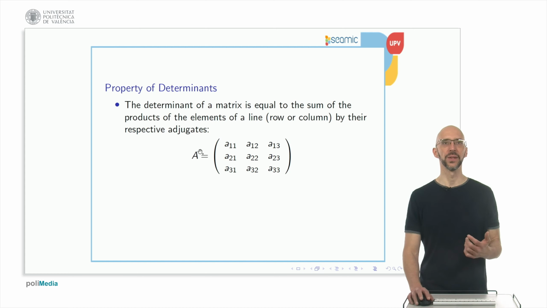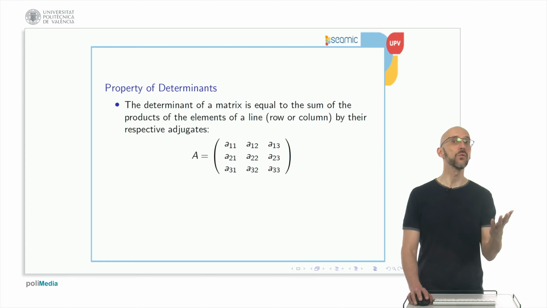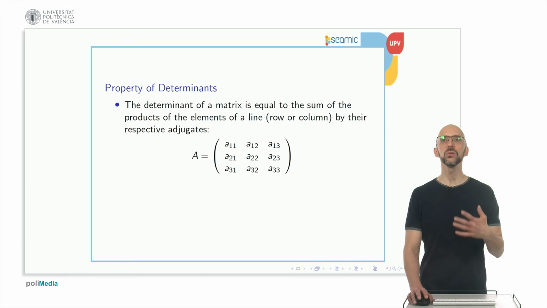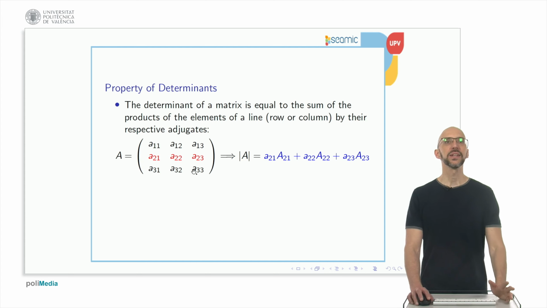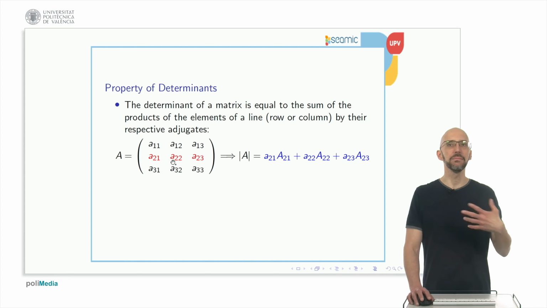Let me show you. Here you have a matrix, okay? And we are going to calculate the determinant not by using the Sarrus rule, but using a different method, using the adjugates of each of the elements of one row or one column. It doesn't matter. You choose the row or the column you are going to use. Okay? So, for example, in this case, if I decide to choose the second row, this determinant is going to be the first element, a21.